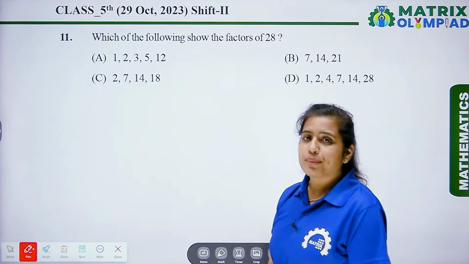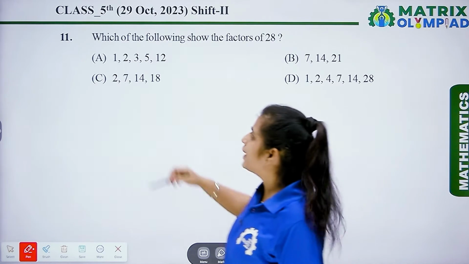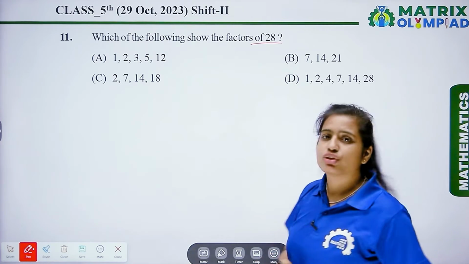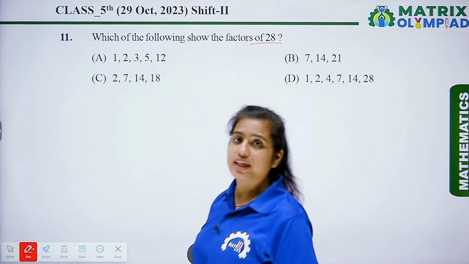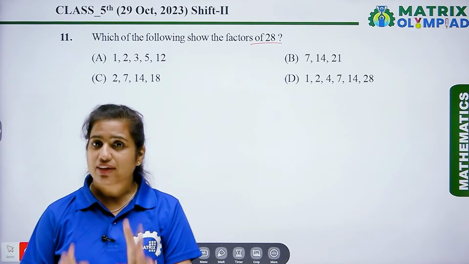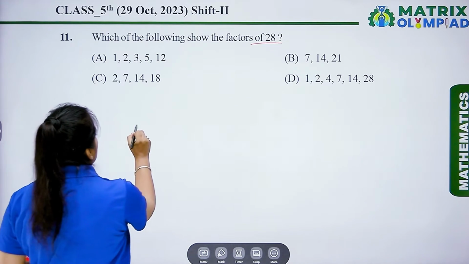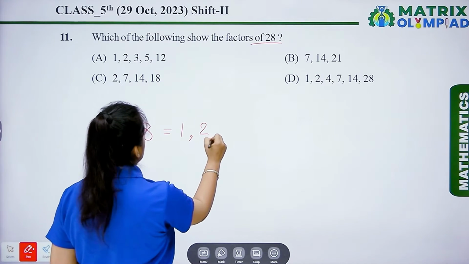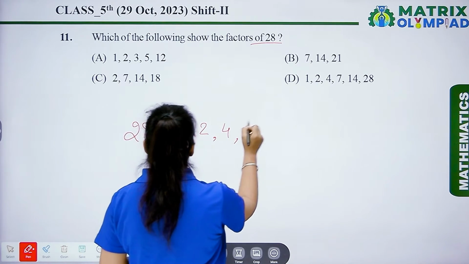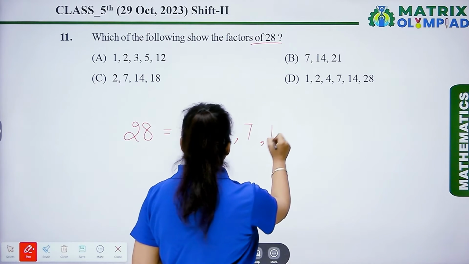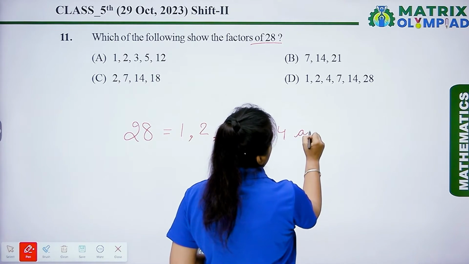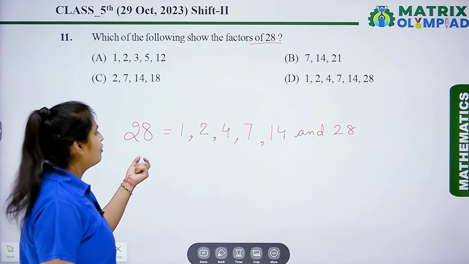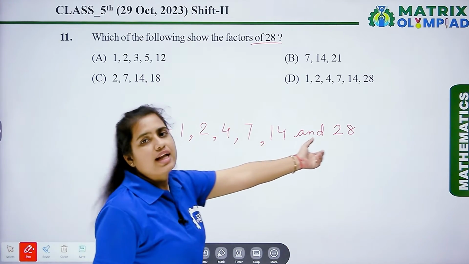Now question number 11. In this question, we have to find out which of the following shows the factors of 28. So let's write down the factors of 28 and then check in which option those factors are there. So factors of 28 are 1, 2, 4, 7, 14 and 28. So these are the factors of 28: 1, 2, 4, 7, 14 and 28.